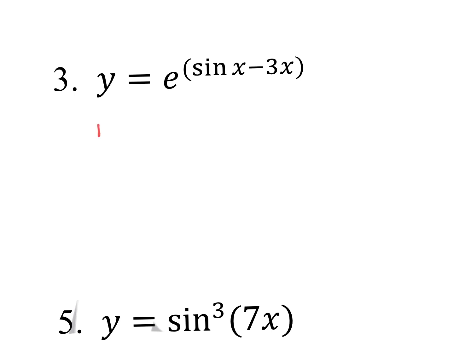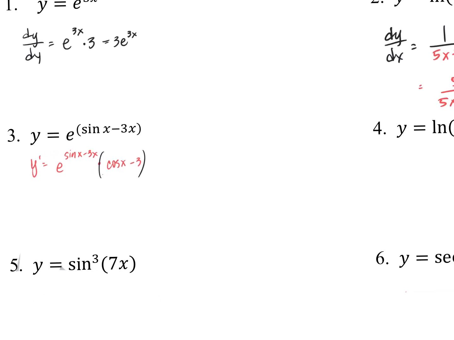We love E. Derivative E, leave it. E to the sine of x minus 3x. We leave it. But we do need to multiply that by what? The derivative of G. Cosine of x minus 3. If I left out parentheses and I went like this, is that equivalent? No. Problem. We got a problem.